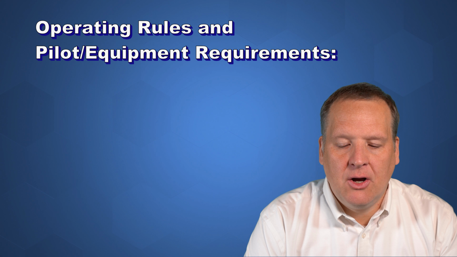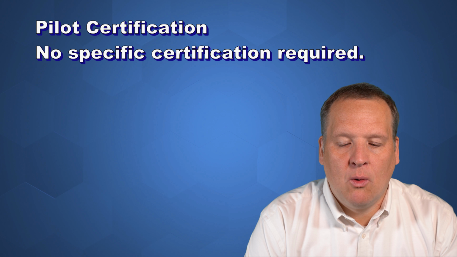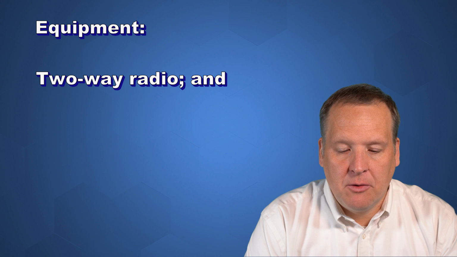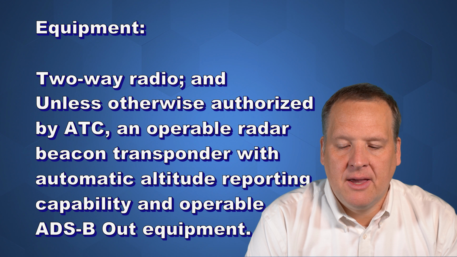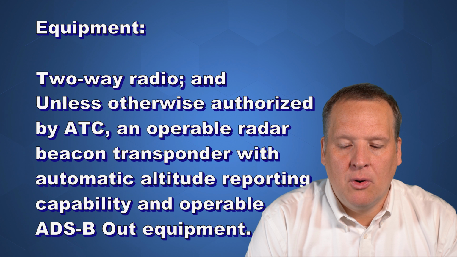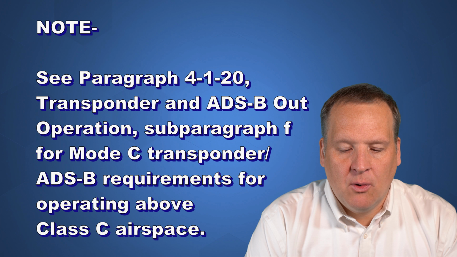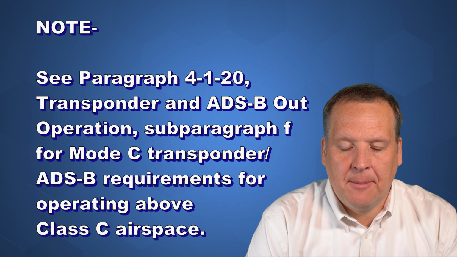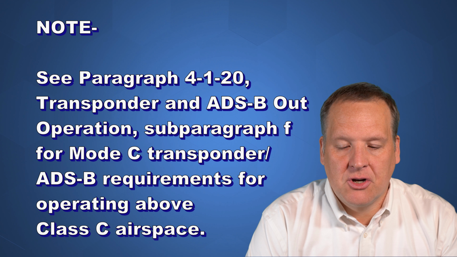Operating rules and pilot equipment requirements. Pilot certifications: there are none. No specific certification required. Equipment: you need two-way radio communication and, unless otherwise authorized by ATC, an operable radar beacon transponder with automatic altitude reporting capability and operable ADS-B out equipment. Note: see paragraph 4-1-20, transponder and ADS-B out operation, subparagraph F for Mode C transponder ADS-B requirements for operating above Class Charlie airspace.